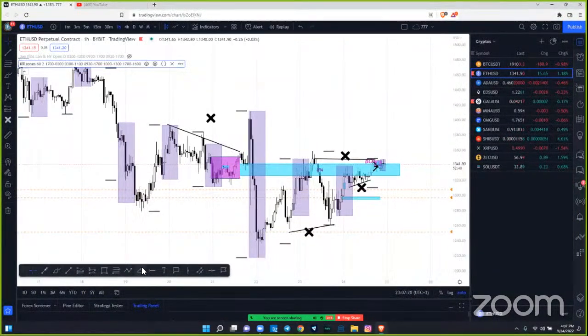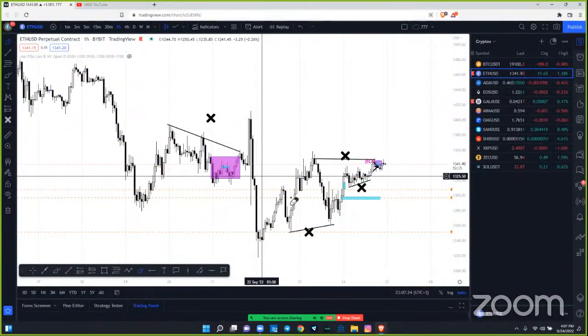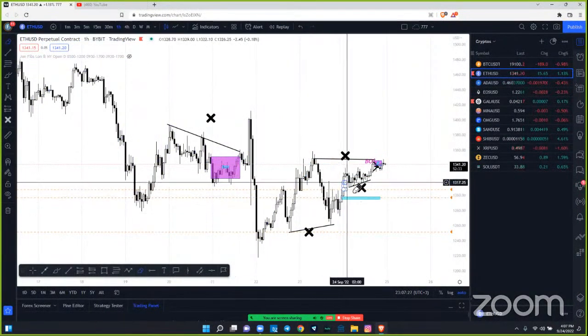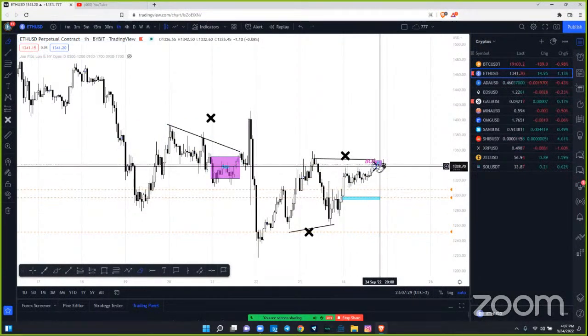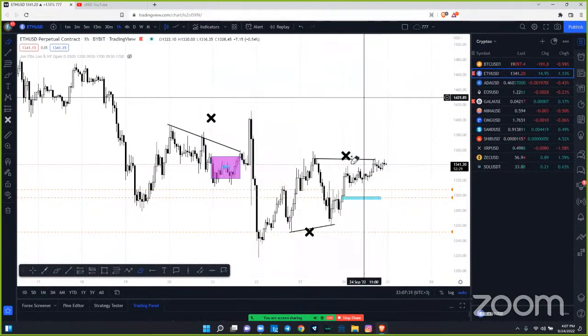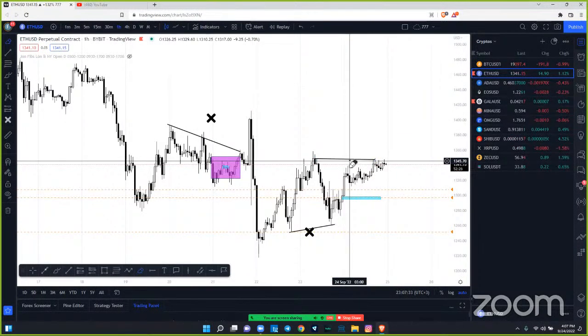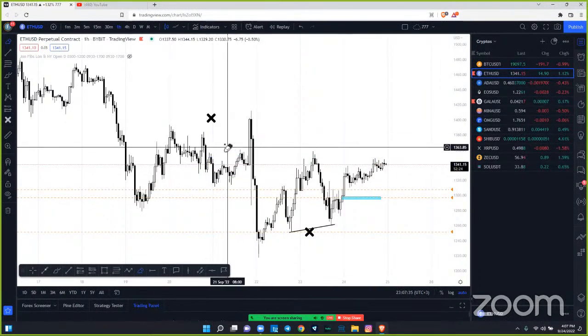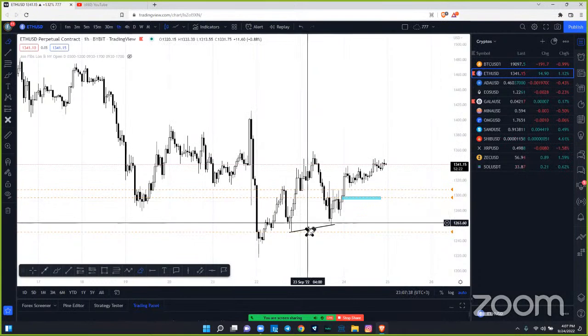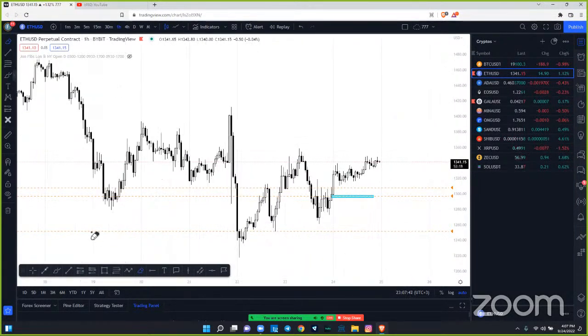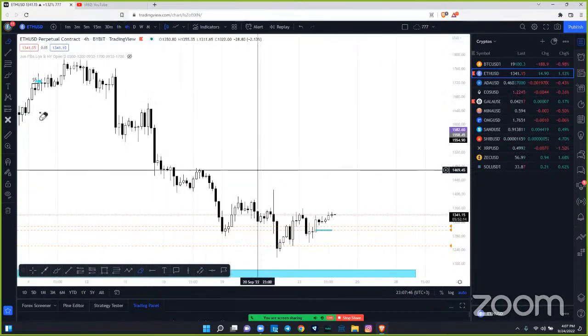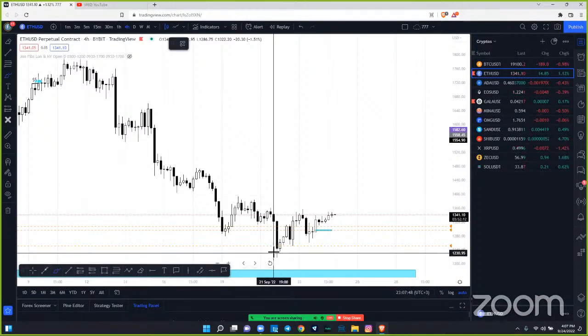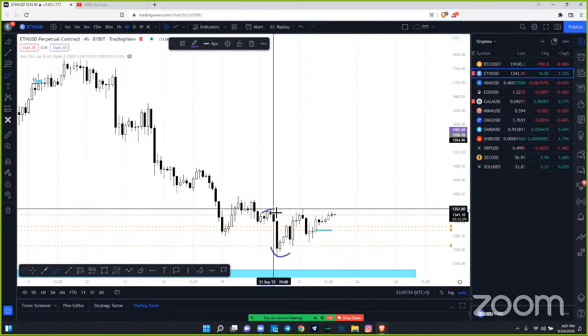So what I'm gonna do is erase all this so you guys know what's happening here. All right, so we're on Ethereum. Ethereum, we got some nice potential distro coming in the future. So let's go to the higher time frame. So what do we have? We have a lower low and a lower high.